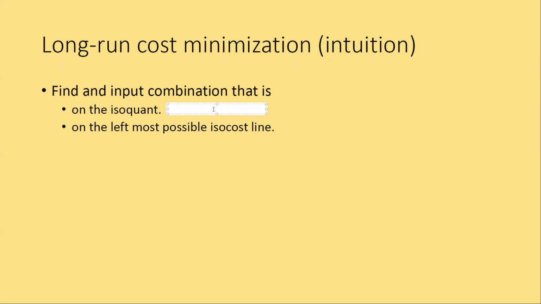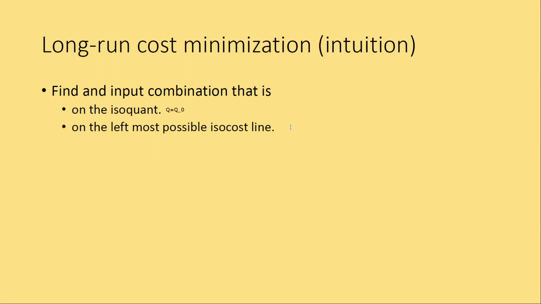So I probably should have added here that the firm is looking for an input combination that is on an isoquant, and specifically on the isoquant where Q equals Q0. And we will see what this meant in the graph in the next slide. And the firm also wants to minimize cost. So it would want to find an input combination that is on the leftmost possible isocost line, because the more to the right the isocost line, the higher the total cost the firm is going to incur.